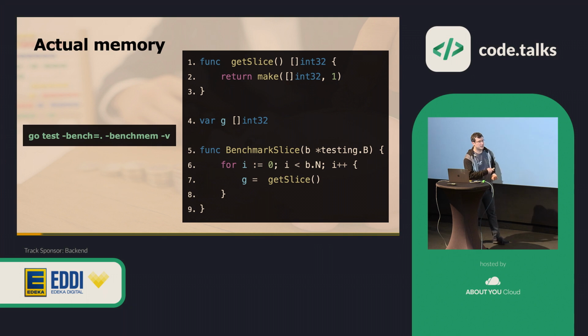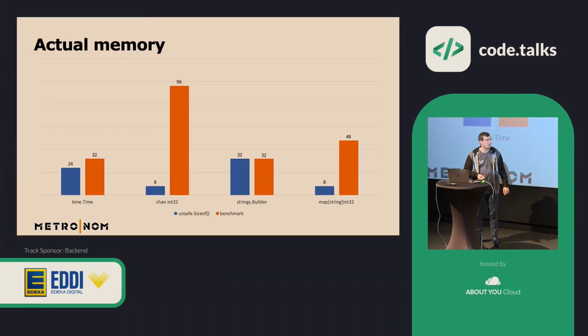Here's how I can run the benchmark method, the code you see. Notice the flag benchmem. Setting this flag as well will show me how much memory on average each iteration of the for loop consumed. This is good for us because it's precisely how much memory our getSlice method used. So, having these two options, let's look at their results.